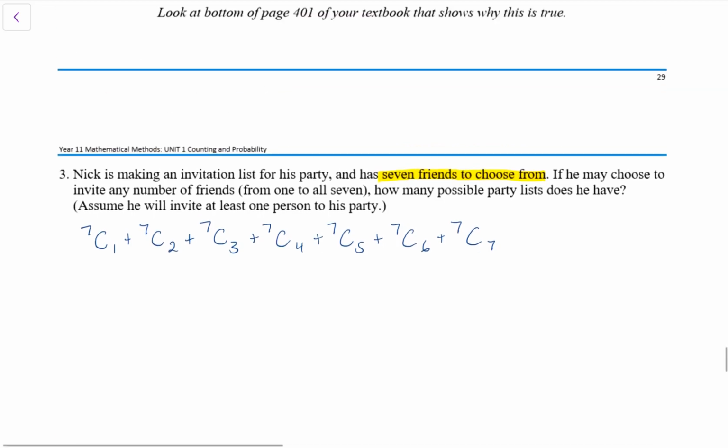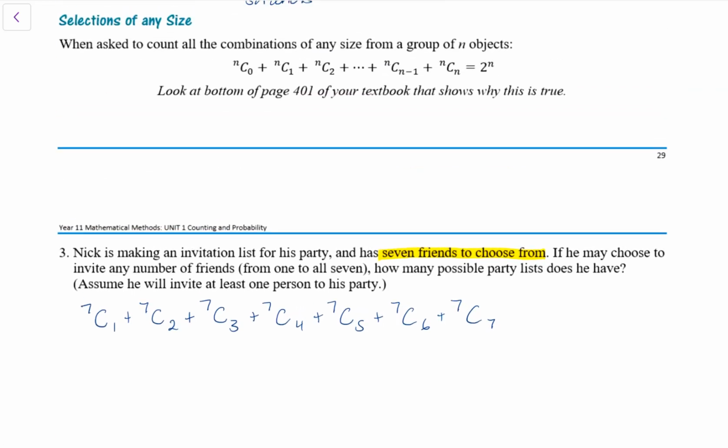So if you go to the previous slide, it does say assume he will invite at least 1 person to his party. So we don't have 7C0 because he's going to invite someone. So this would be equal to, if we use that formula, 2 to the power of 7, because that's what our n is, but we'd have to take away 7C0 because we don't want that.